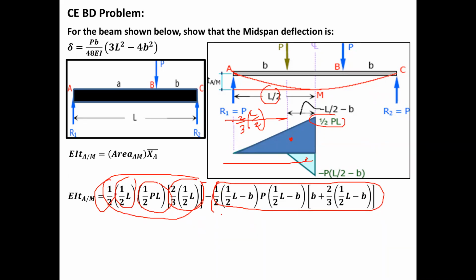Dahil triangle yan, so 1 half. Ano ba yung 1 half? L over 2 minus B. Ito yon, yung length, yung base ng triangle na to. And then, ano ba yung P times 1 half of L minus B? And this is it. Well, this one is our lever arm, from here hanggang doon. Okay?